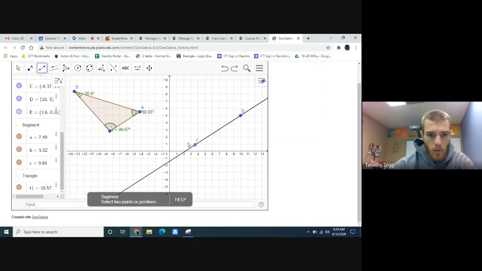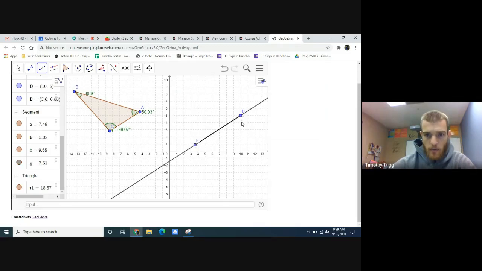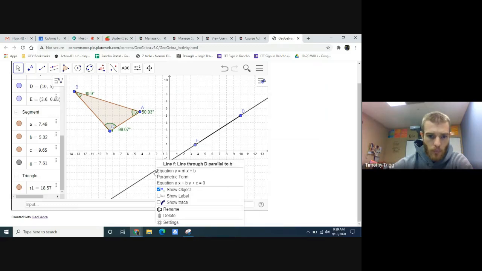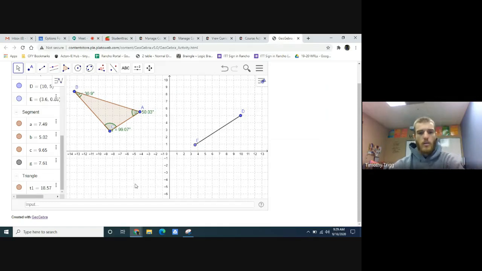Click the segment tool and connect E and D. So it should just look darker here. From here, go to the move, the arrow. And let's go ahead and get rid of this line. Yeah, that's good. So now we have DE that's still parallel to AC, and we don't have the whole line. We just have DE, and that's good. Okay, maybe that'll help us.